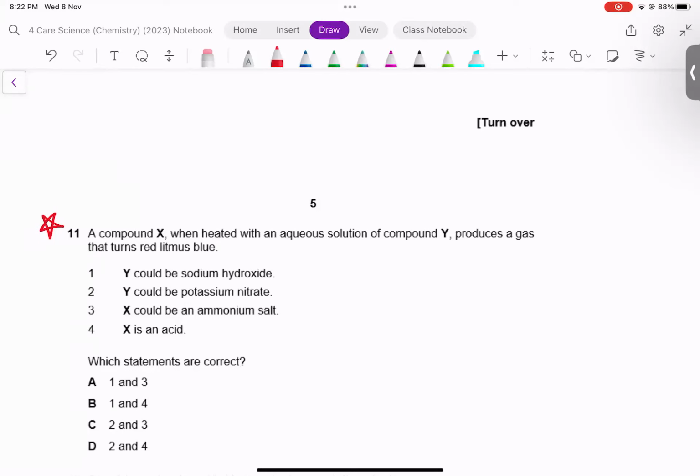So you're told a compound X, please highlight, a compound X, when heated with aqueous compound Y, it produces a gas that turns red litmus paper blue. Now this is ammonia gas. So I'm sure you recognize the gas was ammonia gas. Ammonia gas was released when X was heated with Y. Take note, there is no aluminium foil.